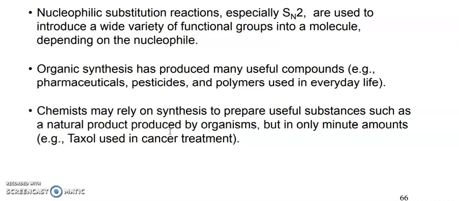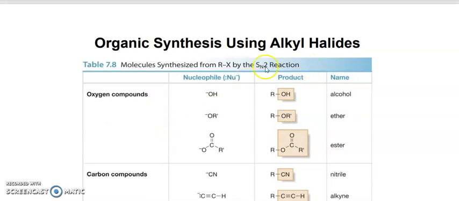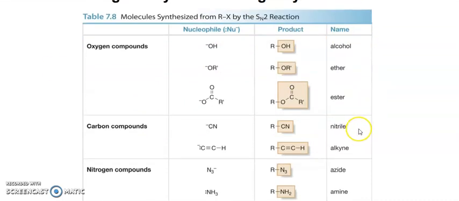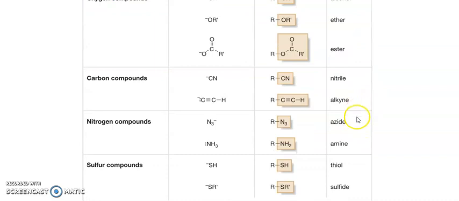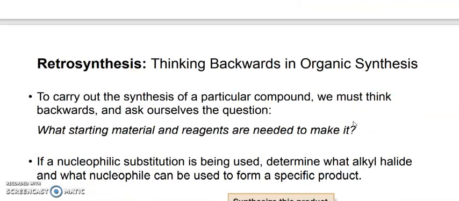Chemists may rely on synthesis to prepare useful substances, such as natural products produced by organisms but in only minute amounts, like Taxol used in cancer treatments. So organic synthesis using alkyl halides. You can see formation of alcohol, ether, ester, nitrile, alkyne, azide, amine, thiol, sulfides.